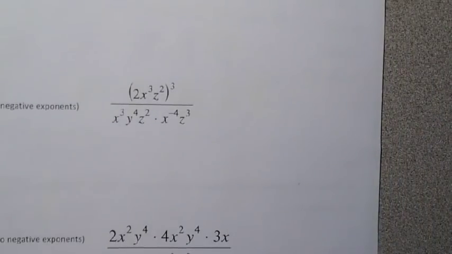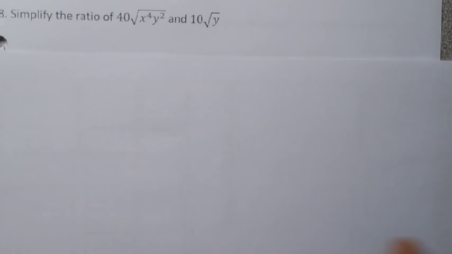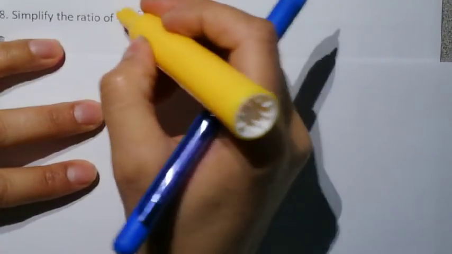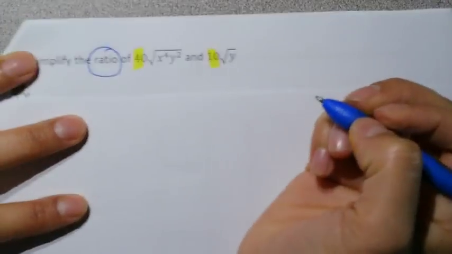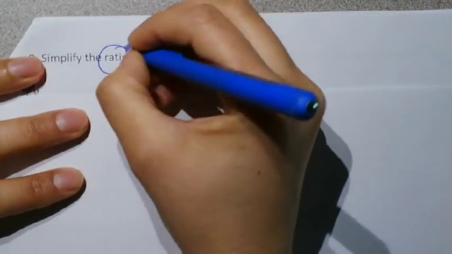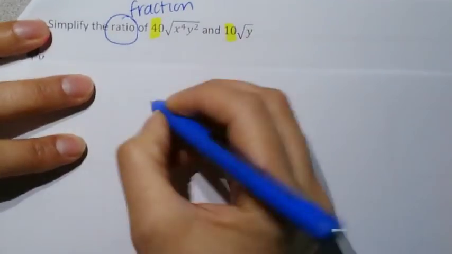Okay? Now we're going to go to the next page. So this is what we've been doing with the square roots in class this week. So here I have my coefficients, and it says ratio. So ratio means that I have a division or a fraction. So the fraction of these two.